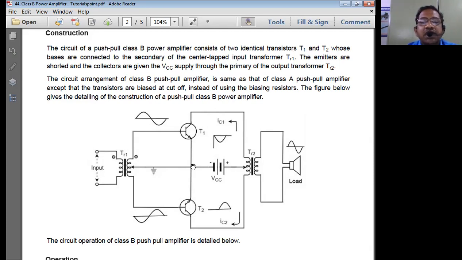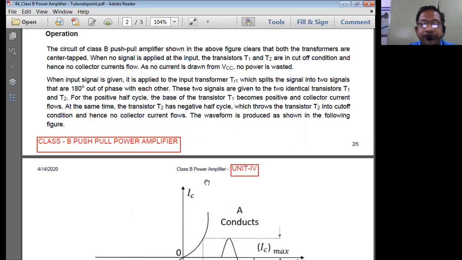Okay, see here, this is the collector. The collector has to be connected to the positive of the battery. It is connected to the positive of the battery. Here also the collector is connected to the positive of the battery by means of the center tapped connection. So this VCC is for biasing the T1 and T2 transistors. Right. So this is the basic operation of the push-pull type class B power amplifier circuit.